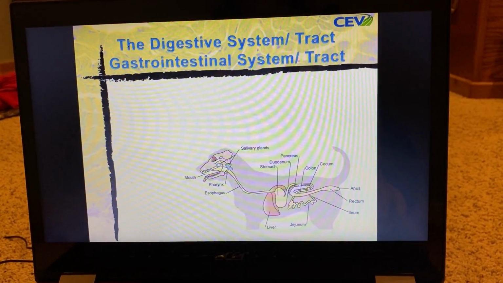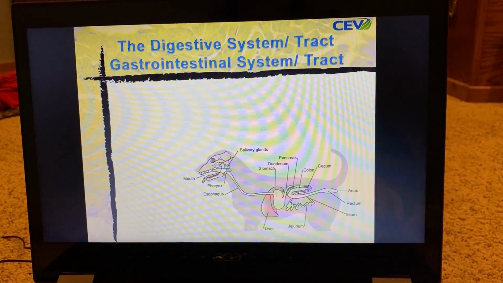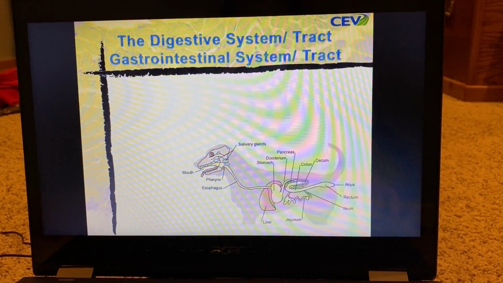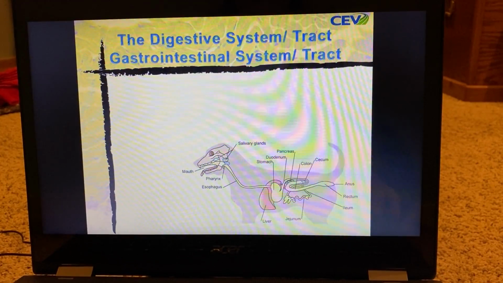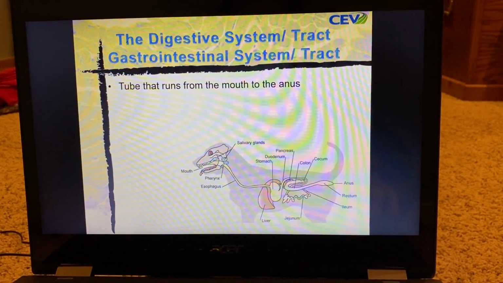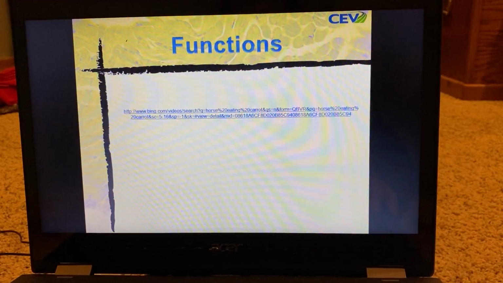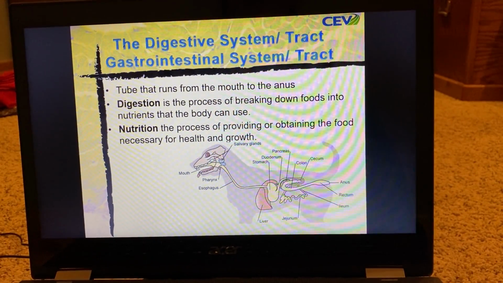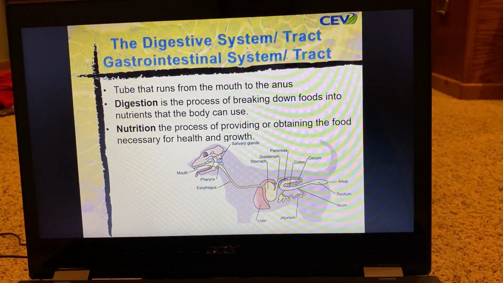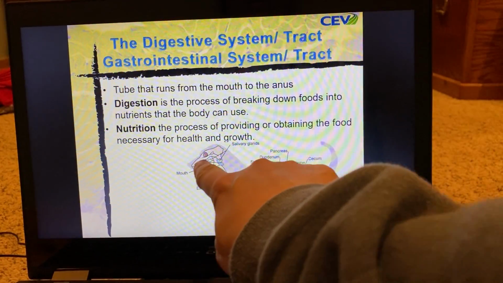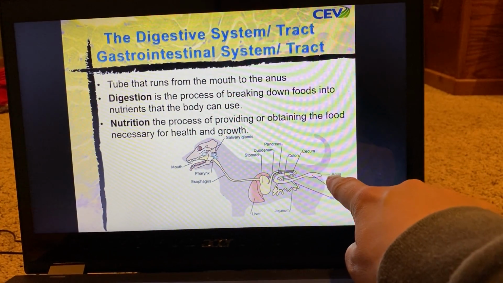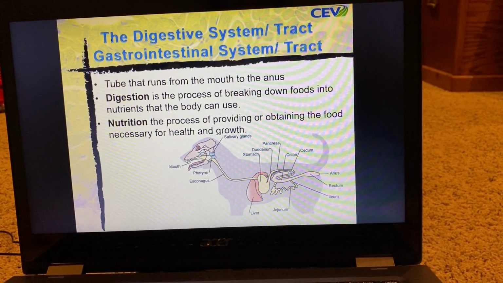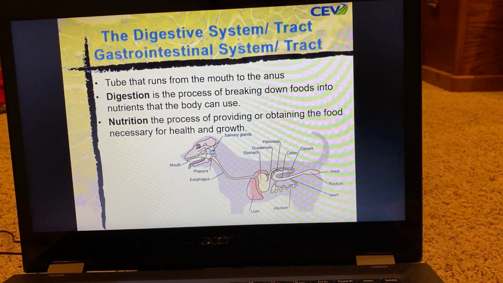All right, so there's a couple different names for the digestive tract. We could call it the digestive system, the gastrointestinal system, the gastrointestinal tract. You could also call it the alimentary tract. And really, if you wanted to give it a simple definition, it's a tube that runs from the mouth all the way to the anus. So the exit where we would defecate from. That's obviously a very simple definition.